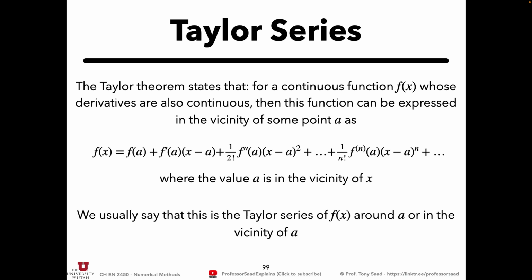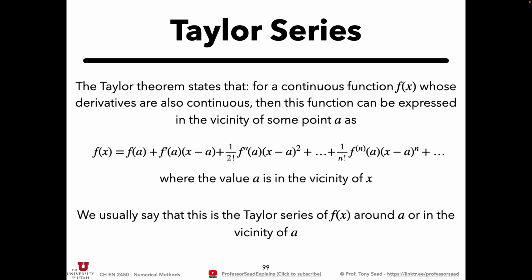Okay? So in other words, we say that the Taylor series of f of x in the vicinity of A is this formula. It's a simple polynomial. Because f of a, f prime of a, f double prime of a, they're just numbers. And x minus a is a number. So x minus a squared, cubed, and so on. So it converts the function to a polynomial. And that's very powerful.